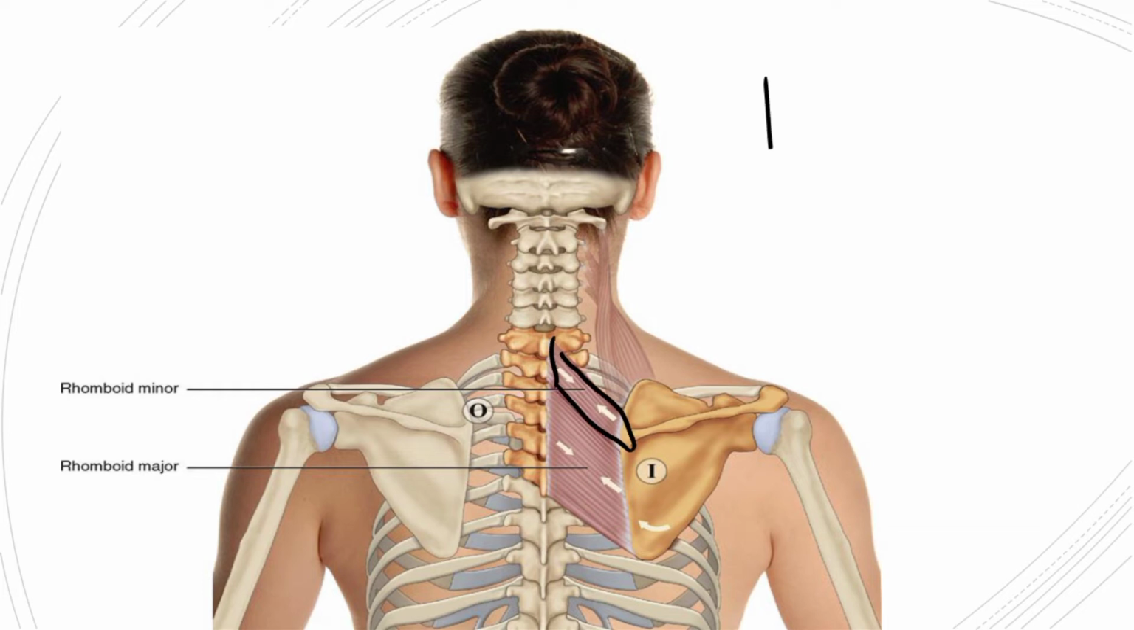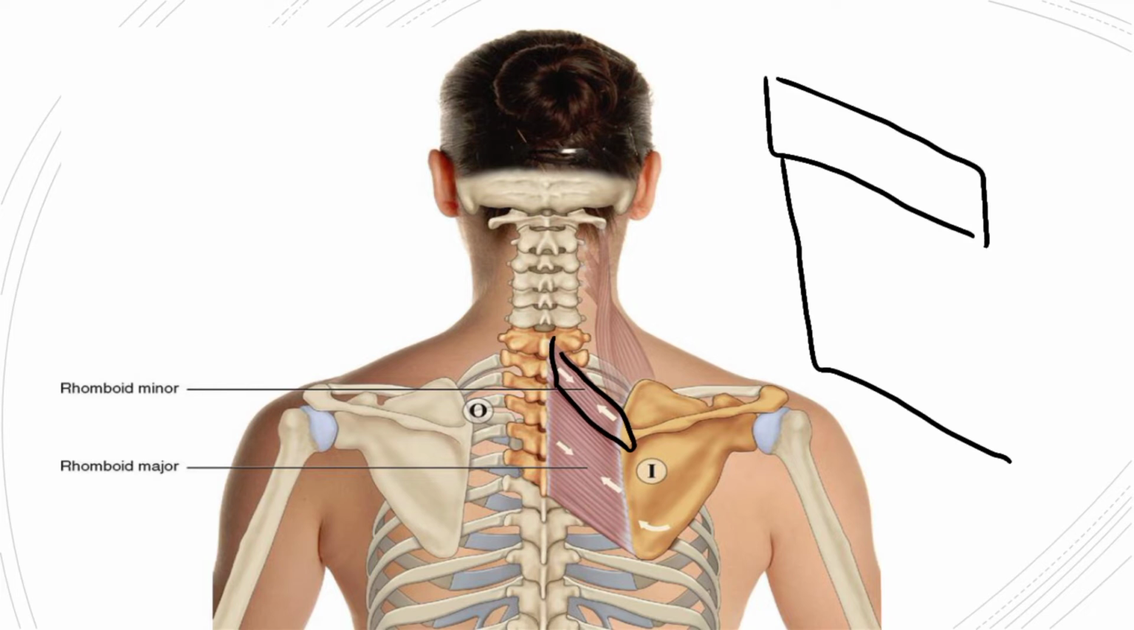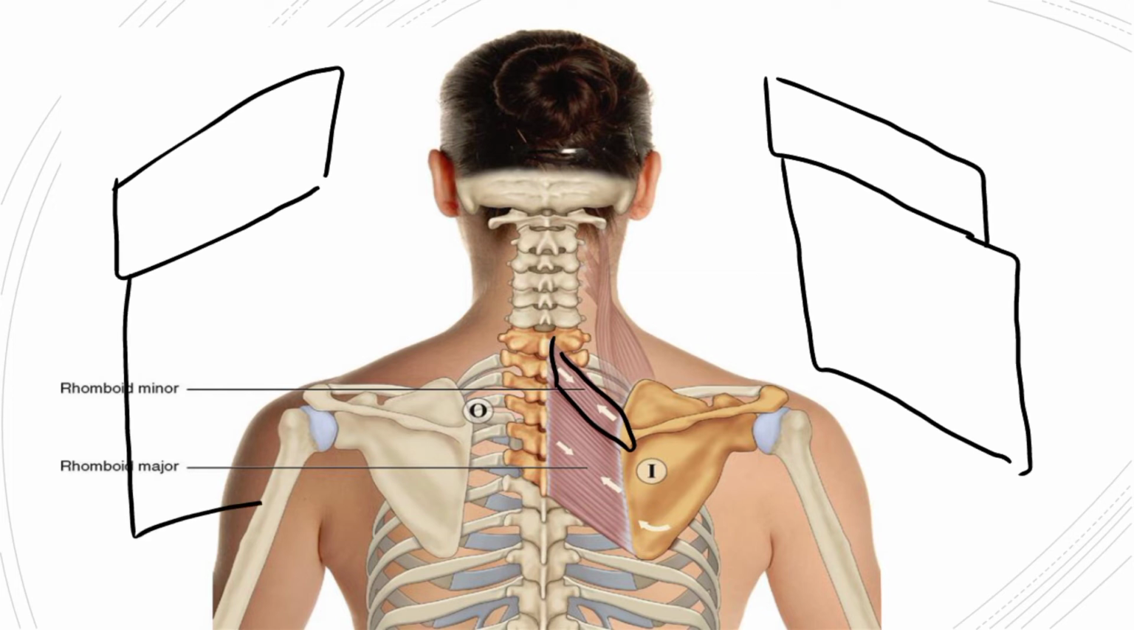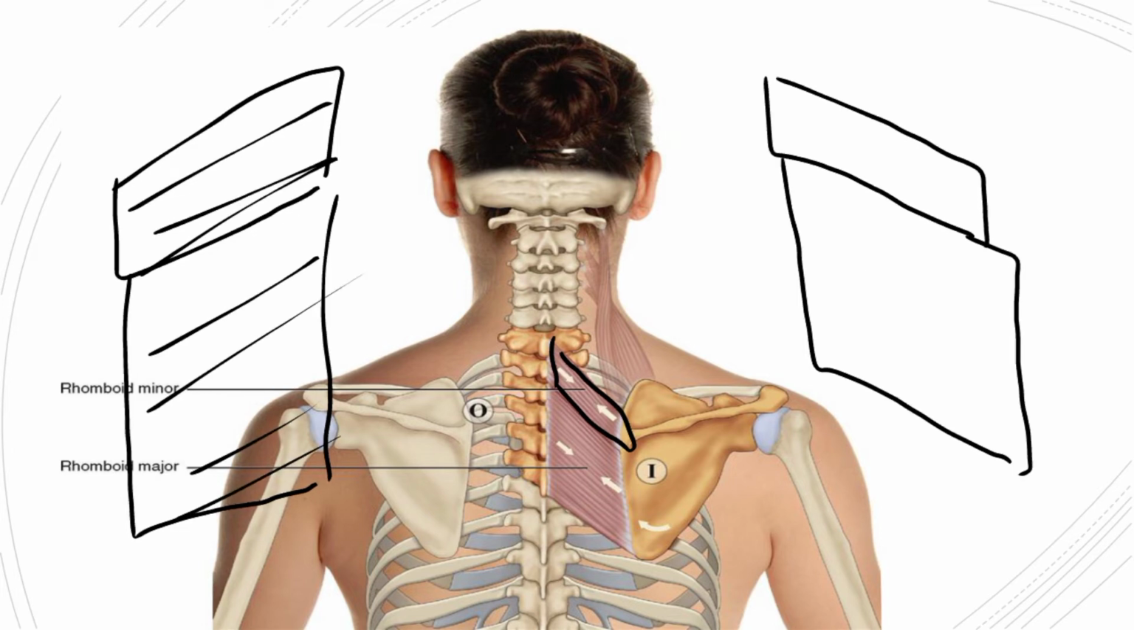Now you see this small muscle up here, that is the rhomboid minor, while under it you find the much larger rhomboid major. So you see this on both sides of the body, one on this side and the other one on the other side of the body with their striations, like I told you before.